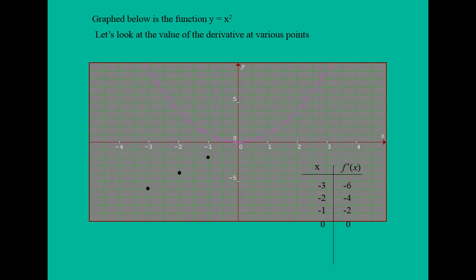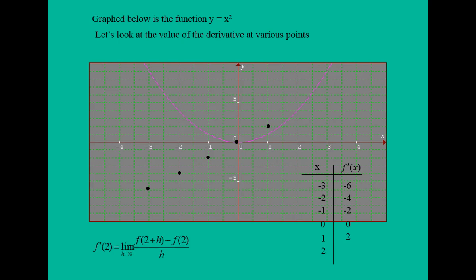So we plot this point at 0, 0. Let's choose x equals 1. We're going to find the derivative, or f prime of 1, and we would get 2. So there's another point we can plot.